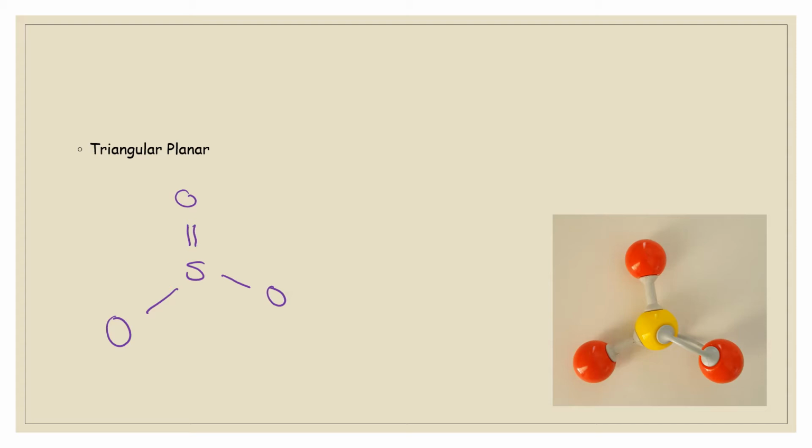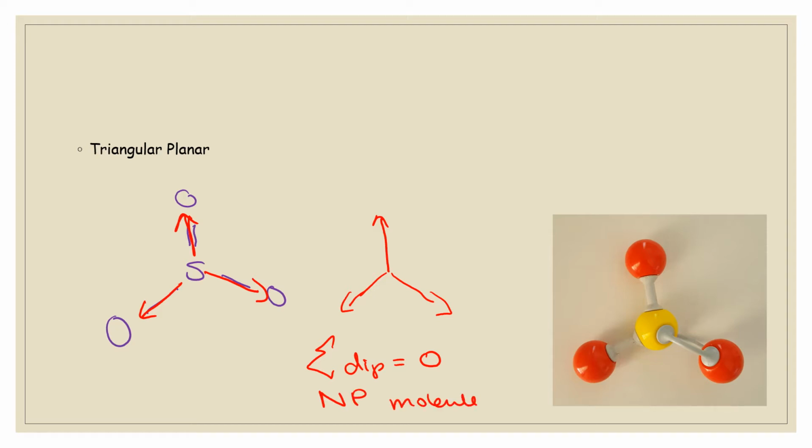Sulfur's electronegativity is 2.6, oxygen is 3.4, which means each of these bonds is polar with an electronegativity difference of 0.8. So it's going to pull out towards the oxygen in each case. Now, if you sum these vectorially, the sum of the dipoles will equal 0. So this will result in a non-polar molecule with an even charge distribution.